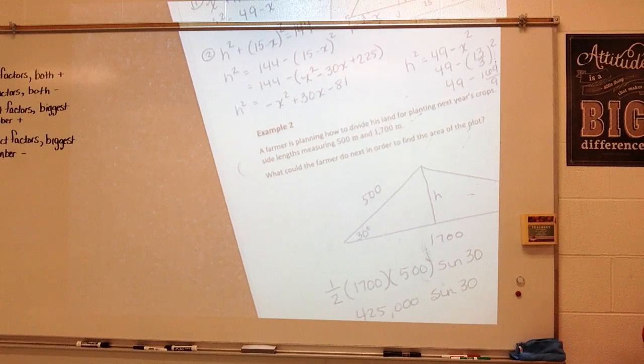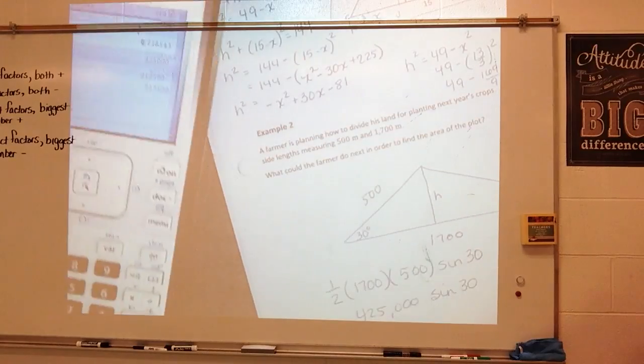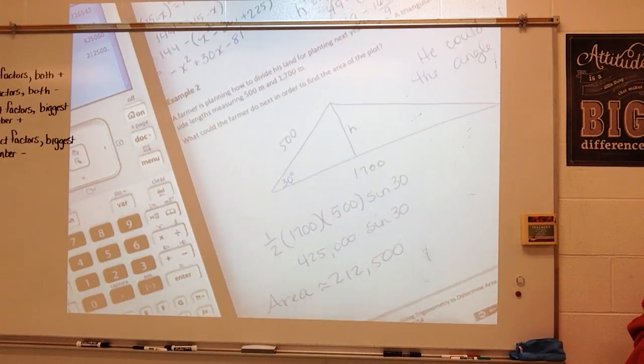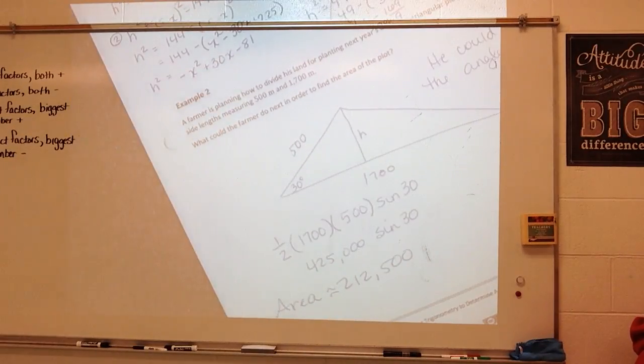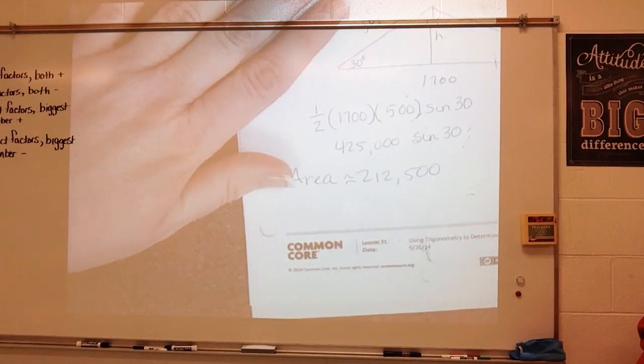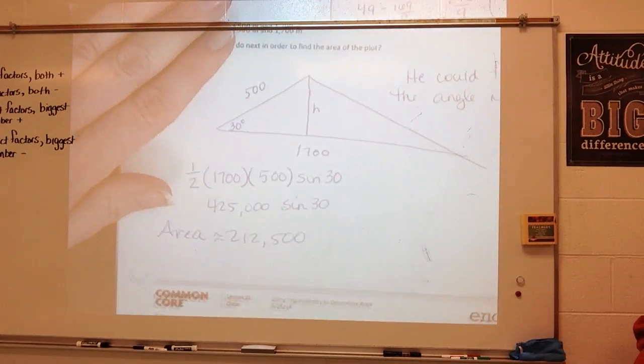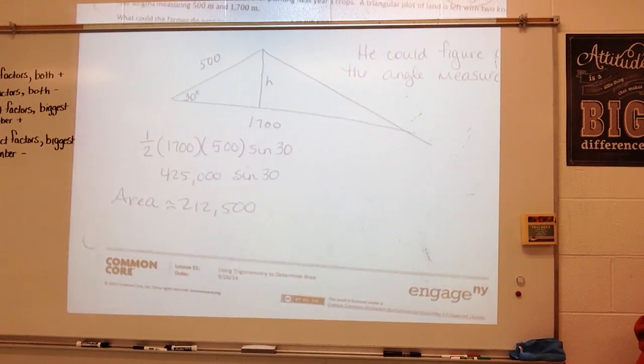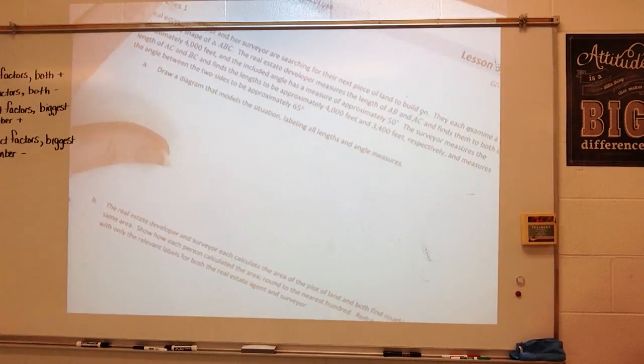And then we're going to see what that sine of 30 would equal. And this is what I have. So the area would be approximately 212,500 square meters. Alright. Sorry guys, my camera, I don't know what's going on with it. It moves and I try to make sure I have the paper in view.